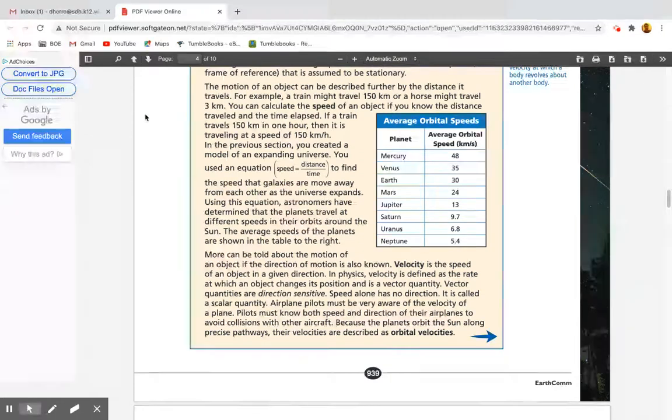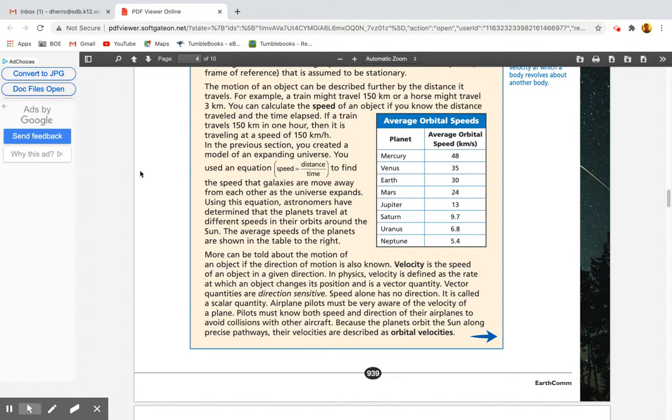The motion of an object can be described further by the distance it travels. For example, a train might travel 150 kilometers, or a horse might travel 3 kilometers. You can calculate the speed of an object if you know the distance traveled and the time elapsed. If a train travels 150 kilometers in 1 hour, then it is traveling at a speed of 150 kilometers per hour.